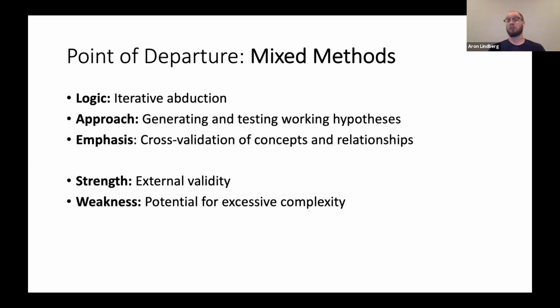And the emphasis here is obviously on cross-validation of concepts and relations. Right? You're able to triangulate different types of data with different types of methods. And that means that a strength of this type of research is external validity, right? You can look at the phenomena from multiple perspectives, and therefore there is a high likelihood that the conceptual identifications and theoretical propositions that you generate will also be valid outside that particular research study in the real world. So a traditional strength that qualitative research has often been associated with.